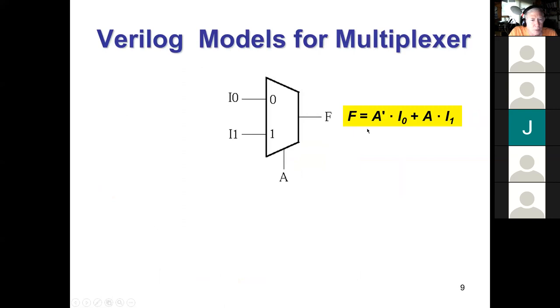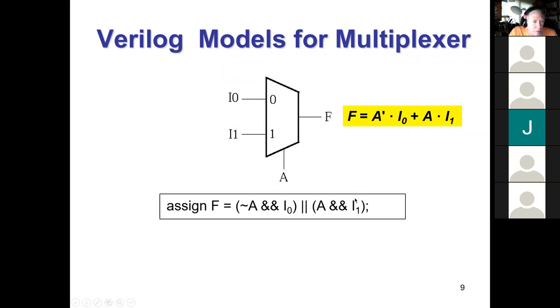All right, multiplexer. Two-to-one multiplexer, that's what we did in lab this week, or what we're doing in lab. Control signal A, I0, I1, and an output F. And here's your function: A prime I0 or A I1. You can do this with a conditional assign statement, just like this: A prime ANDed with I0 or A ANDed with I1. And again, we're using the logical values here, but since they're bits, you can use the bits as well. Same thing.